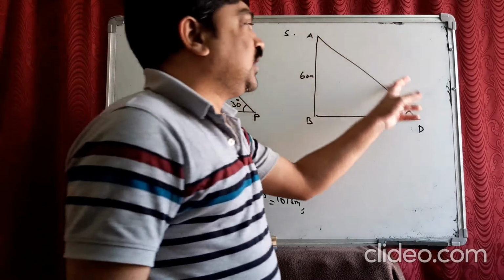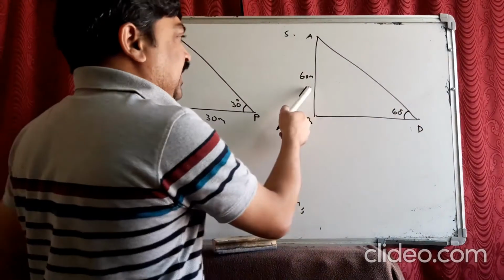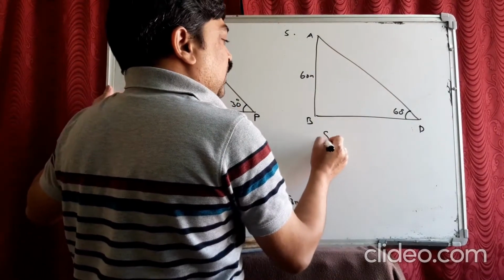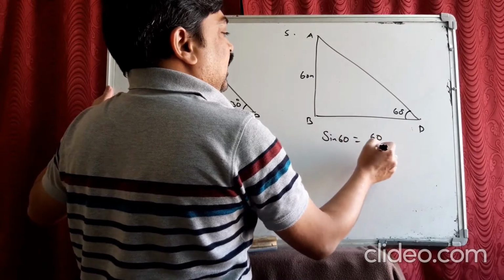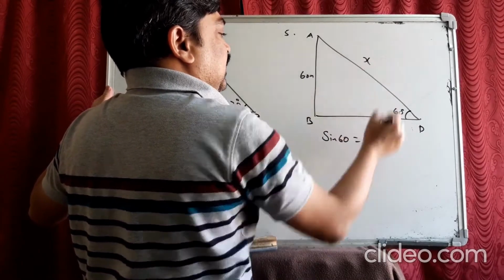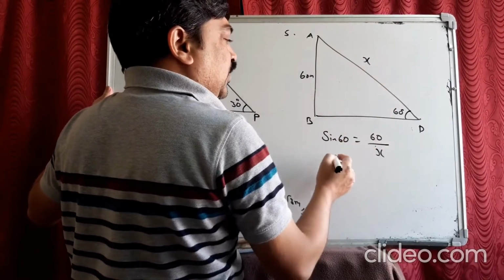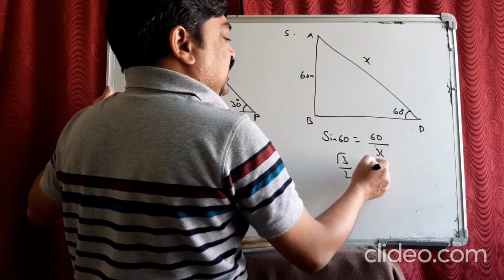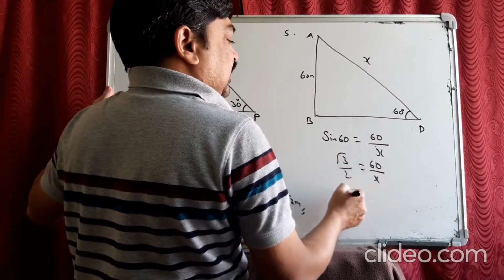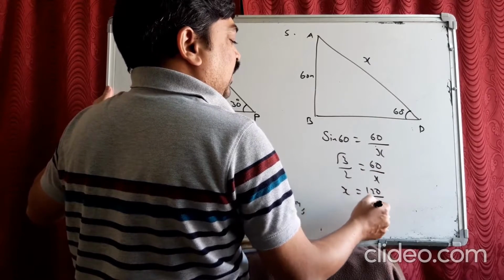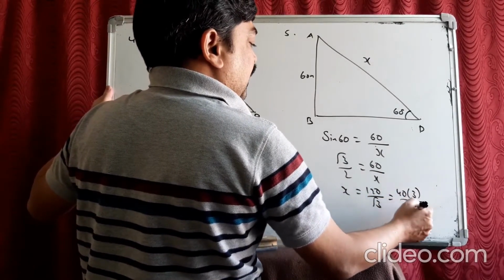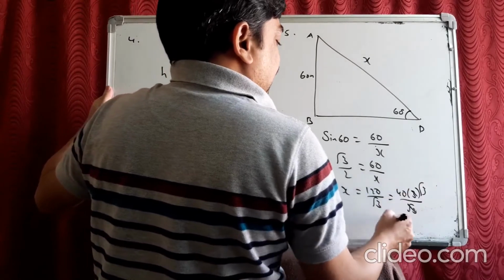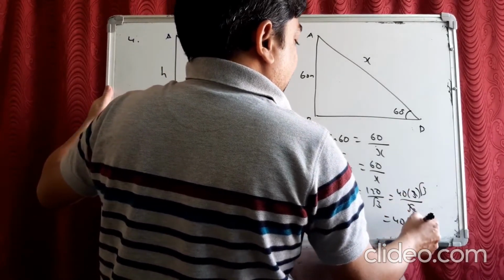That means you have to find out the hypotenuse. The opposite side is there. Hypotenuse you have to find out. Go with sine 60 equal to 60 by, let us take x. 60 by x, opposite side by hypotenuse. Root 3 by 2 is 60 by x. So x is equal to 120 by root 3. You can also write this as 40 into 3 by root 3. So you can cancel this. Final answer is 40 root 3 meters.